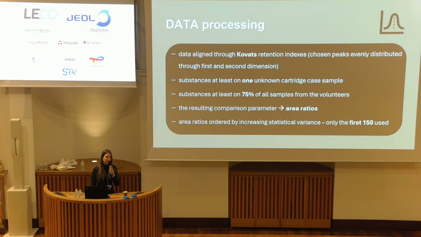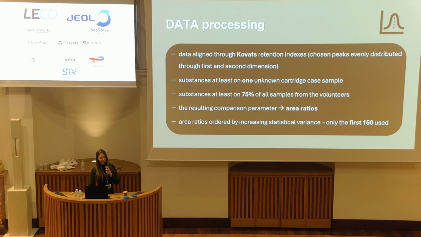So after that, we collected the samples from the crime scene and extracted them into ethanol, as we normally do. And after the measurement on GC/GC-MS TOF, we aligned the data through Kováts retention indexes. For the calculation, we used the standards as chosen peaks evenly distributed through the first and second dimension. Then we focused only on substances that are in at least one of our unknown samples, and in addition, substances that are in at least 75% of all our known data.